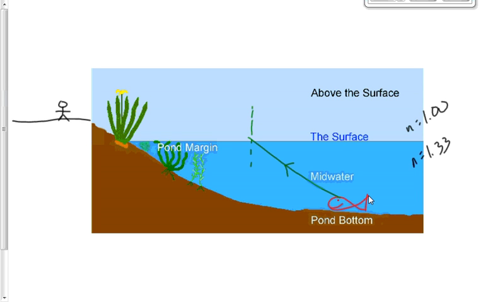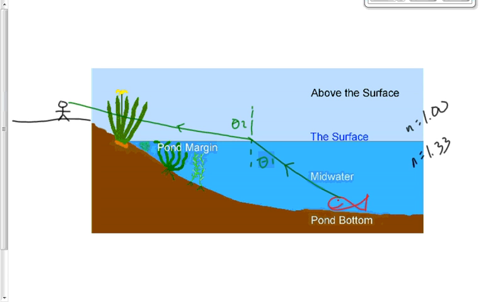So this ray of light that had a certain angle of incidence, theta 1, that looked like that, is now going to have an angle of refraction that's bigger. It's going to look like that. Right? Theta 2 is bigger than theta 1. Why? Because V2 is bigger than V1. Why is that the case? Because N2 is smaller than N1.